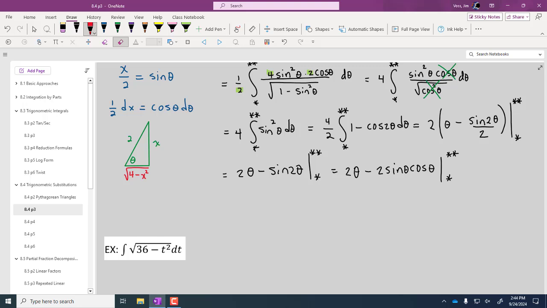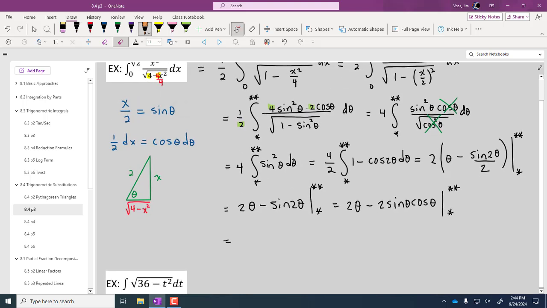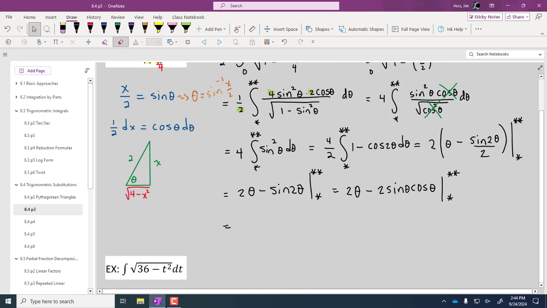So now we can come back over here, and we have 2 theta. If sine of theta is x over 2, what does that make theta? Isn't theta then just inverse sine of x over 2? Ooh, that's horrible. So that's down here. So this is going to be 2 inverse sine of x over 2.